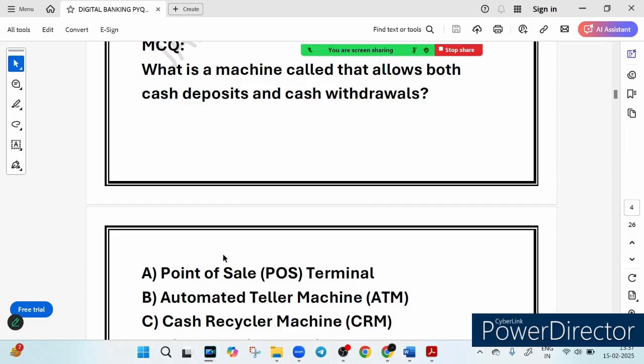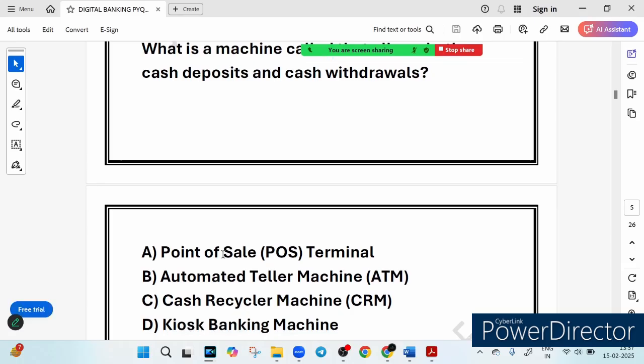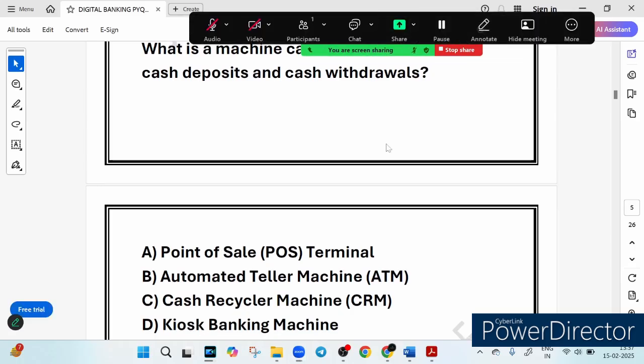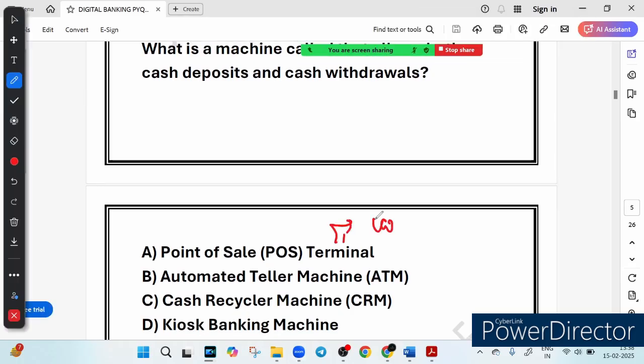So the first option says point of sale terminal, POS. This POS terminal is used for card payment, not cash transactions. So it is clear that this is used for card payment, not cash transactions. You see POS terminals at shops and restaurants when you pay using a debit card or credit card. The machine processes the transaction and deducts money from your account. So it does not accept cash or dispense cash. So this is not the right answer.